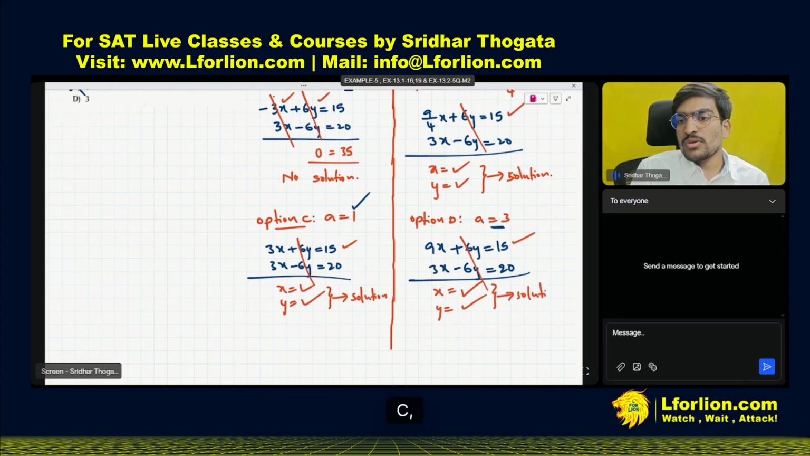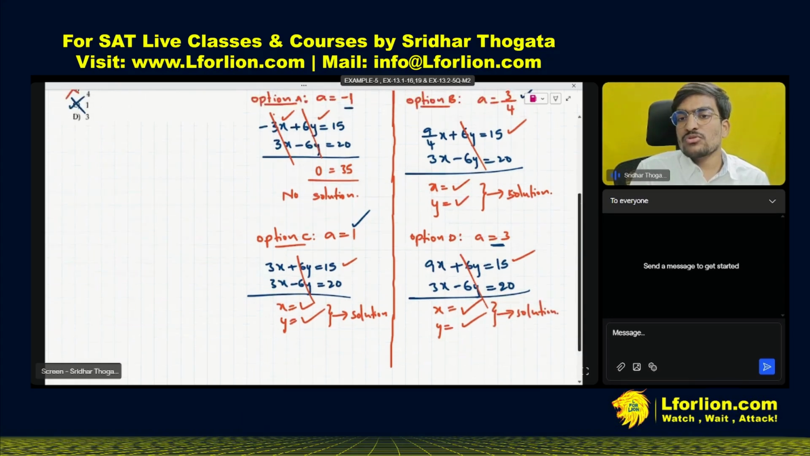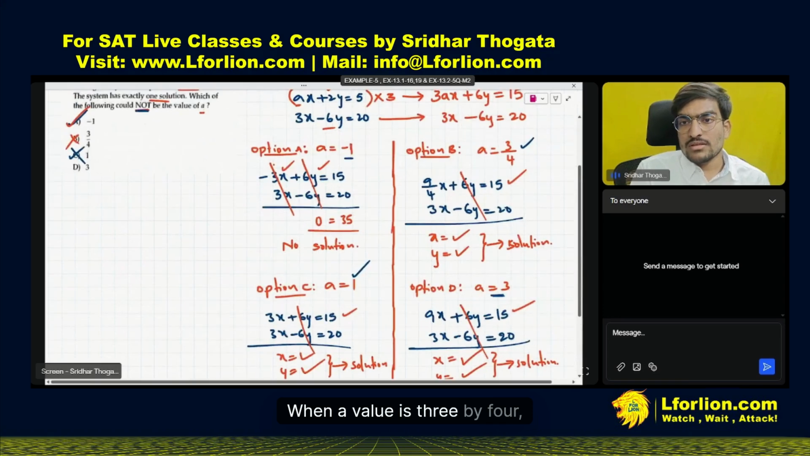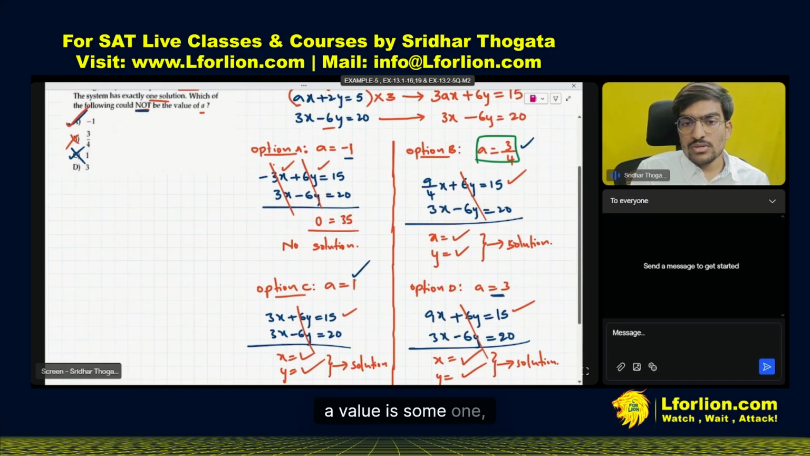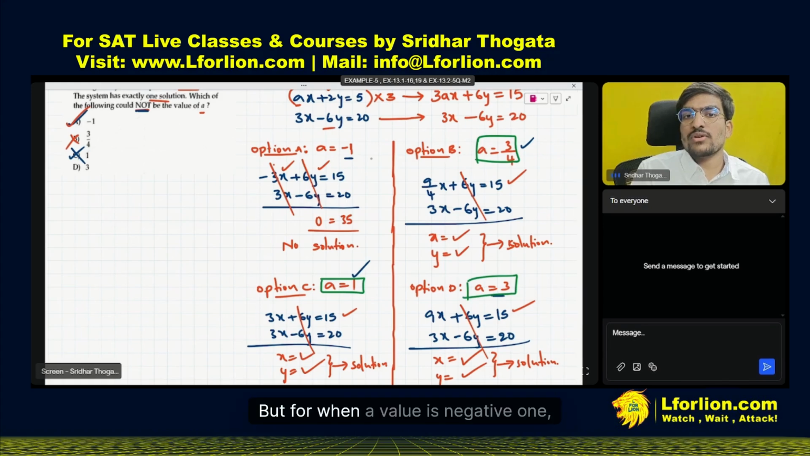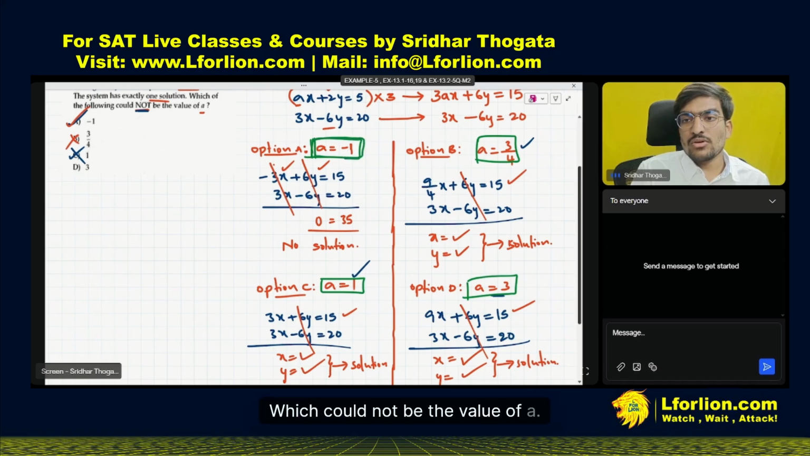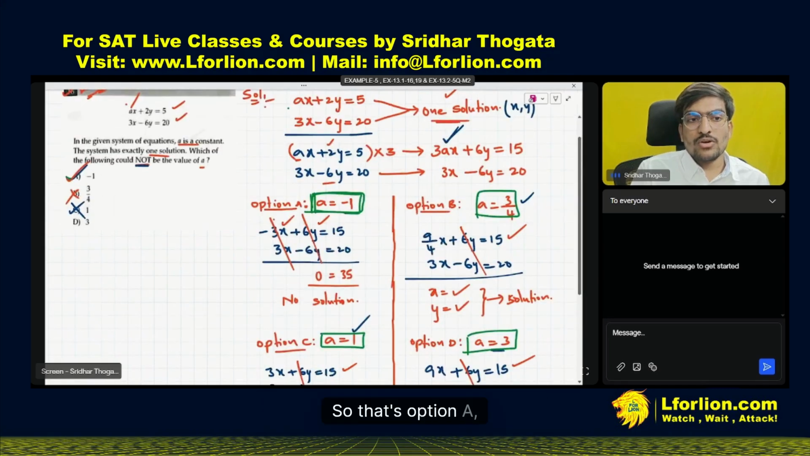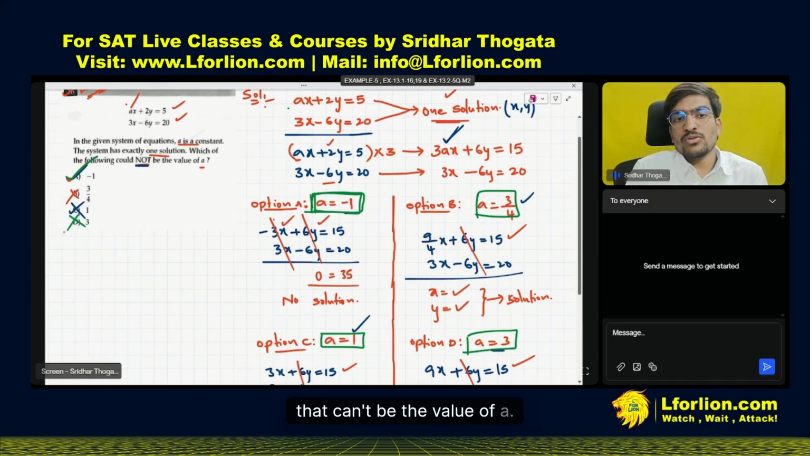So in options B, C, D, you're getting some solution when a value is 3 by 4, a value is 1, a value is 3. But when a value is -1, you're not getting any solution. So that's what they are asking, which could not be the value of a. So that's option A. That can't be the value of a.